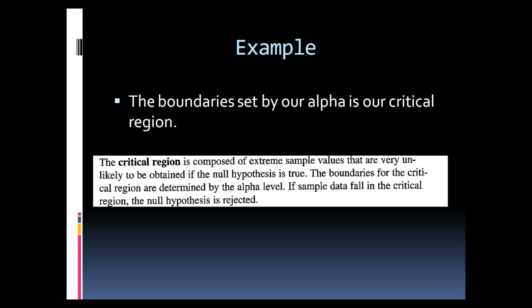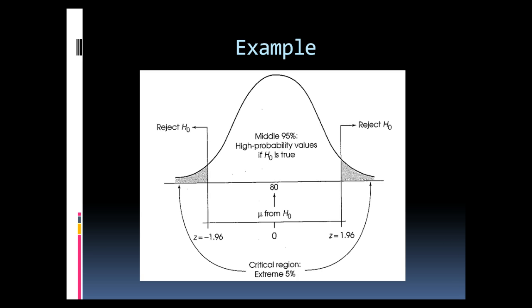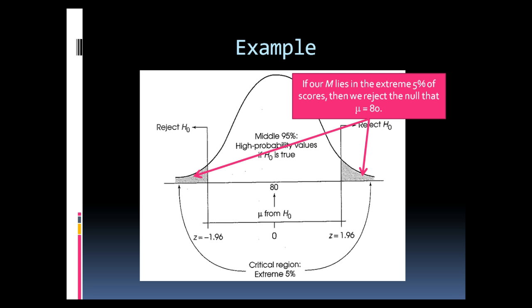We set our boundaries by our alpha, which defines our critical region. The critical region is composed of extreme sample values that are very unlikely to be obtained if the null hypothesis is true. The boundaries for the critical region are determined by the alpha level. If sample data fall in the critical region, the null hypothesis is rejected. So, if our sample mean lies in the extreme 5% of scores, meaning 0.025 on the lower end and 0.025 on the upper end, then we reject the null that mu equals 80.